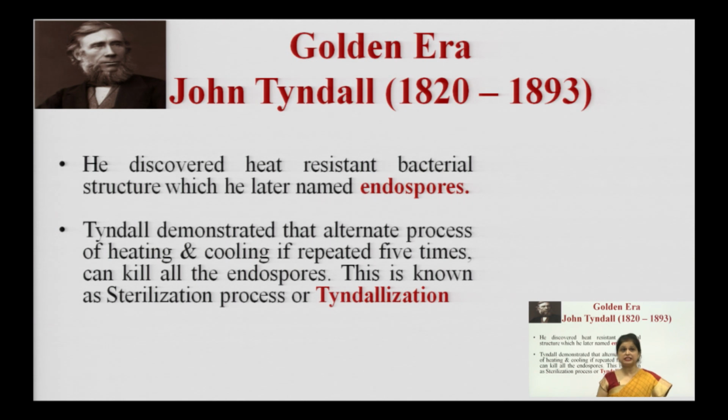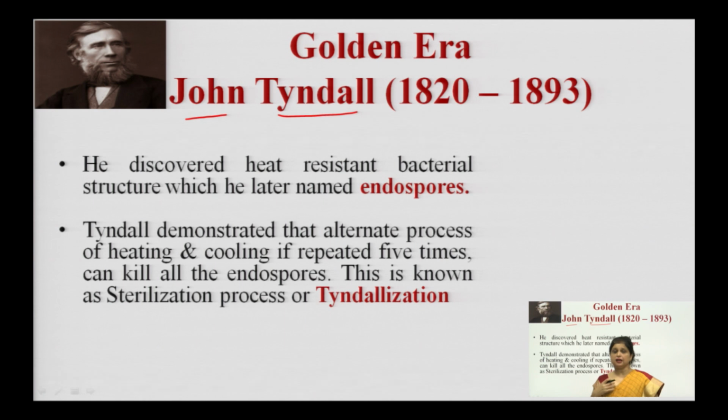So, the first scientist who worked in the golden era was Johann Tyndall. Now, who was Johann Tyndall? Johann Tyndall was the scientist who found one of the sterilization processes by which we can kill the microorganism.